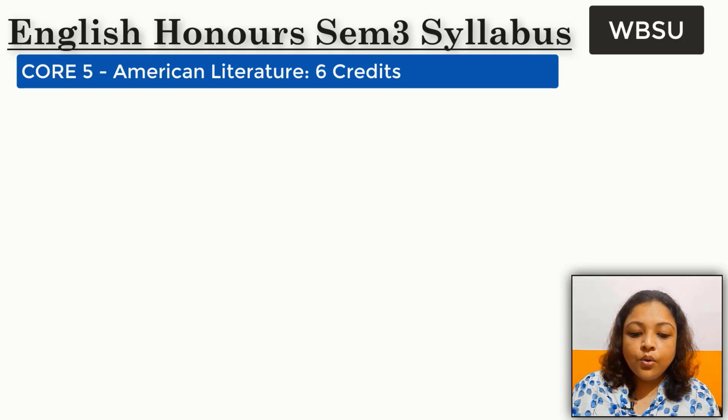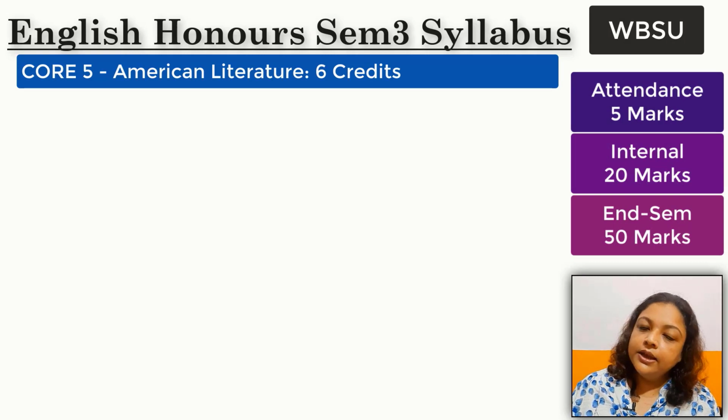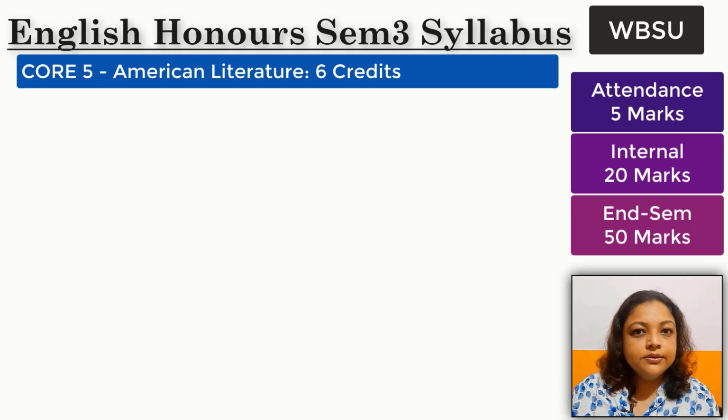First, we have core 5. 1, 2, 3, 4 is done. So this is the 5th core. This is on American literature, and all these 3 core papers are 75 marks each, where you have, just like before, 5 marks attendance, 20 marks internal, and 50 marks end sem exam. So I'm not going to repeat that, okay? That is for all the cores. The 5th core, that is the first core of this year, is American literature, 6 credit.